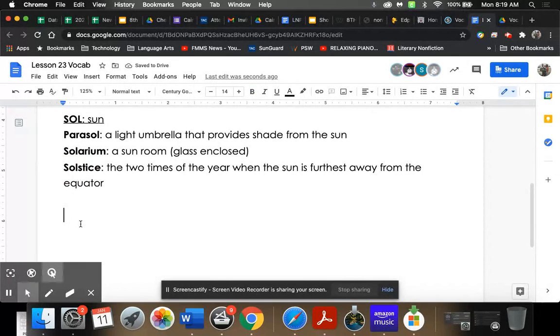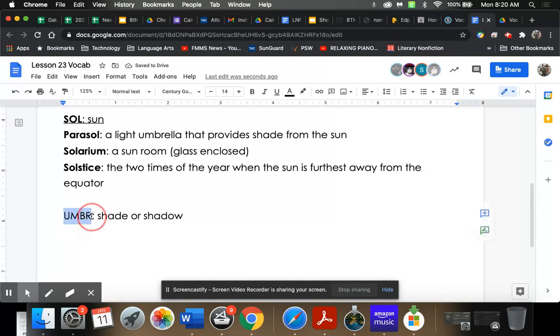The very last root is UMBR, umbra, and that means shade or shadow. And we have 3 words for that one, and the words are adumbrate, penumbra, and umbrage.